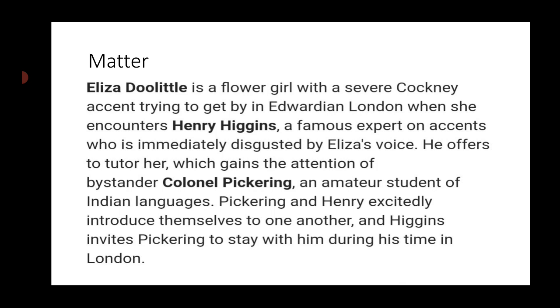Now, what happens in the story: on the side of a street, Eliza Doolittle, a flower girl with a severe cockney accent, is trying to get by in Edwardian London when she encounters Henry Higgins. Now, this flower girl, Eliza, used to sell flowers on the streets. One rainy day, she encounters Henry Higgins, a famous expert on accents, also a very famous personality of the city, who is immediately disgusted by Eliza's voice. Now, this Henry Higgins was a person who could understand people and their accents and where they belonged.